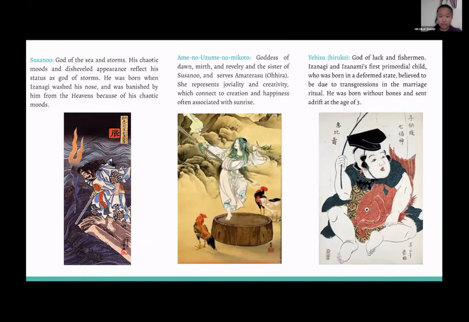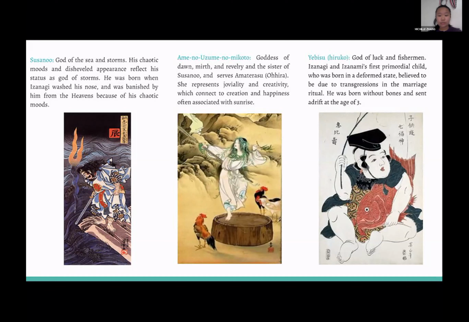Okay, next we have Susanoo, the god of the sea and storms. His chaotic moods and disheveled appearance reflect his status as god of storms. He was born when Izanagi washed his nose, and he was banished from the heavens because of his chaotic moods. Next, we have the goddess of dawn, mirth, and revelry, and she's the sister of Susanoo and serves Amaterasu. She represents joviality and creativity, which connects to creation and happiness, often associated with sunrise.